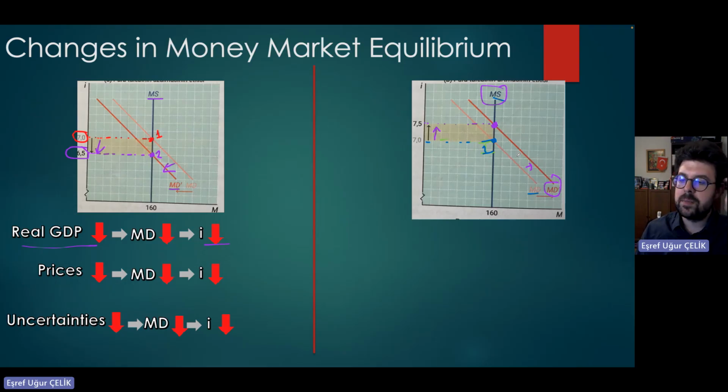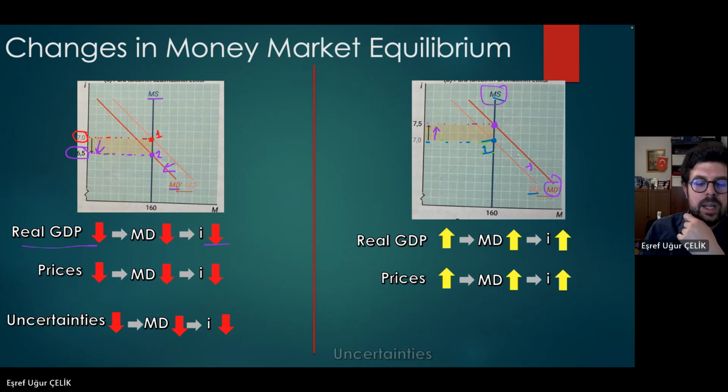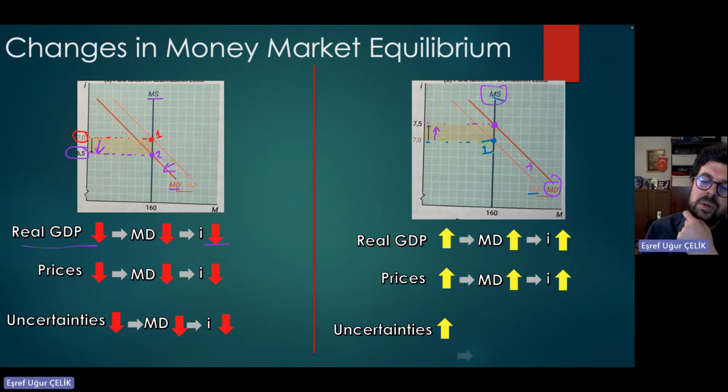So in which cases does the money demand shift to the right? When real GDP becomes higher, the money demand becomes higher, and that can increase interest rates. And an increase in prices can also increase the money demand, which also pushes the interest rate up. And if uncertainty increases, many people hold more money in their wallets, so the money demand becomes higher, so the interest rate becomes higher.